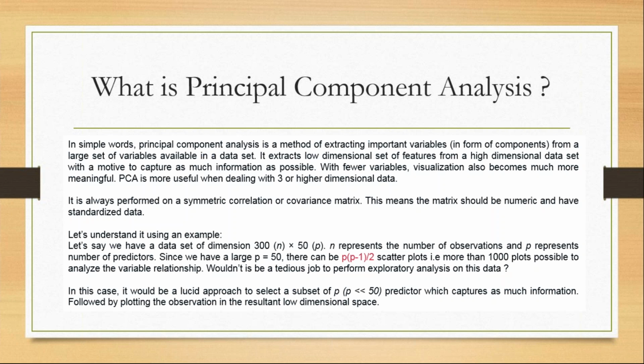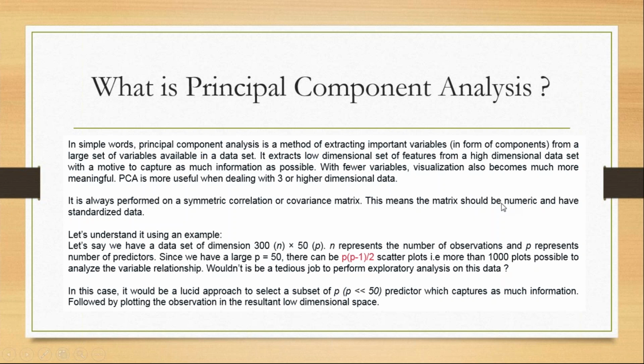So what happens is the first principal component will explain the maximum variability of all the variables. The second will be a bit lower, the third will be a bit lower, and so on. It will go down. So this is what will happen.